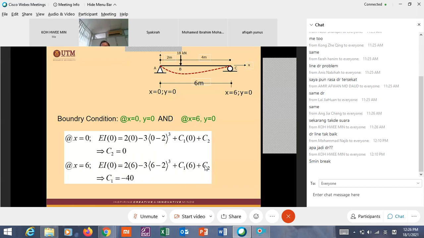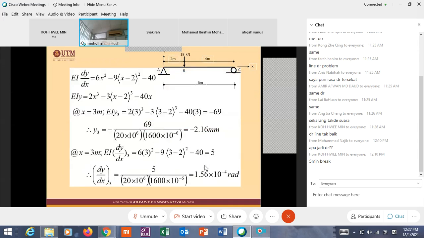Okay, this is the Macaulay method. At x equal to 3 meter, because the question is to find the deflection at midspan, when x equal to 3 meter, y is equal to minus 2.16 millimeter, and this is the same answer as what we have got using double integration, 2.116 millimeter.